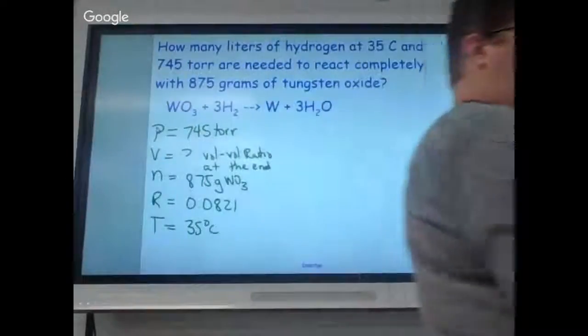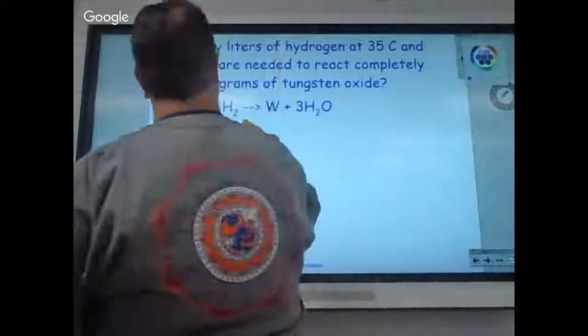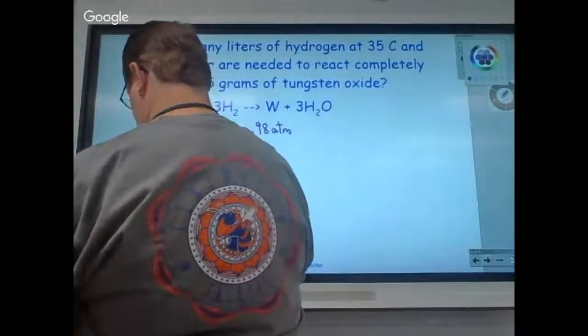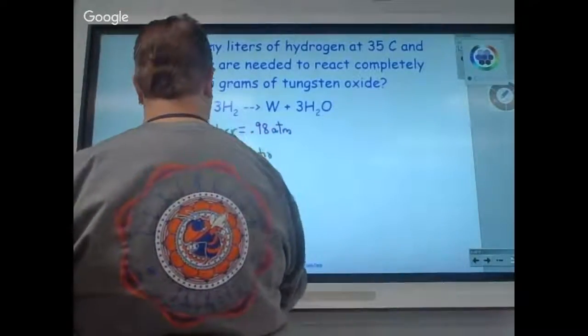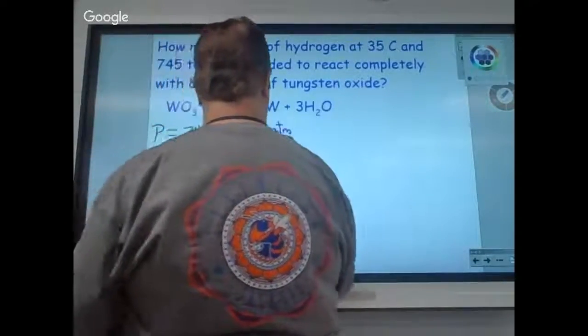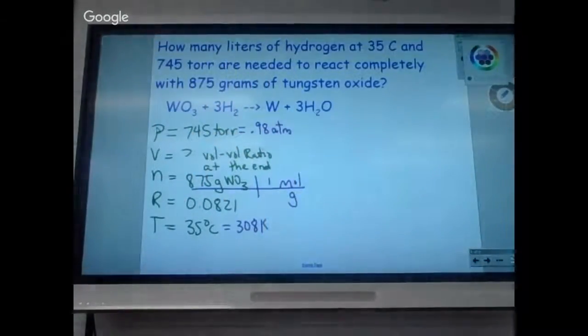All right, so 745, what do I divide by to get atm? 0.980 is correct. All right, 35 plus 273 is 308. All right, now we need to do these grams to moles. Tungsten is, I don't remember that one. 183 plus 3 times 16 is 231.85.